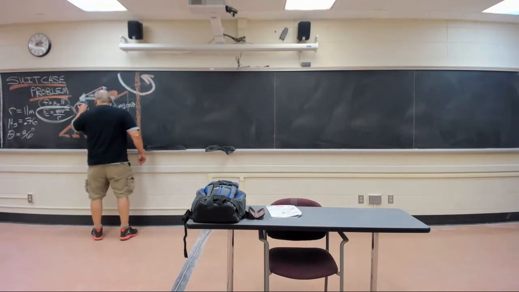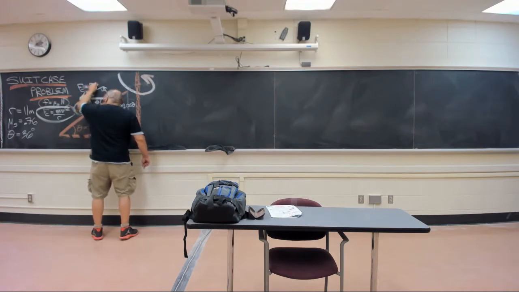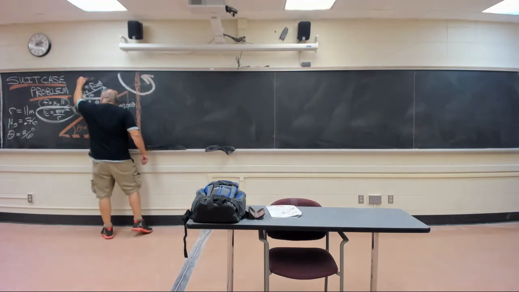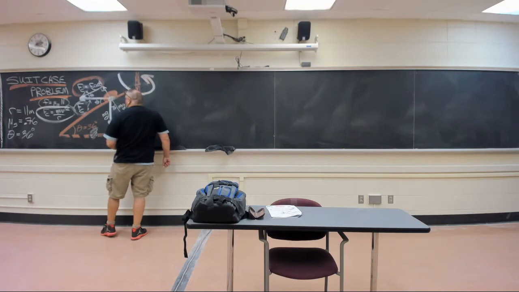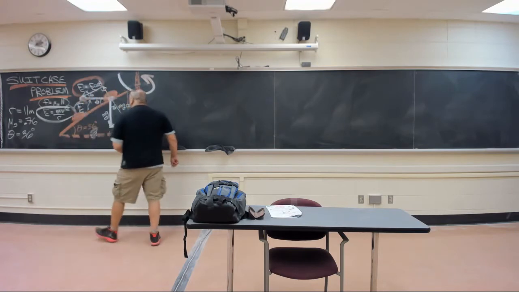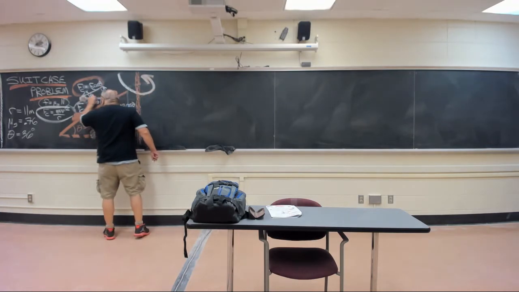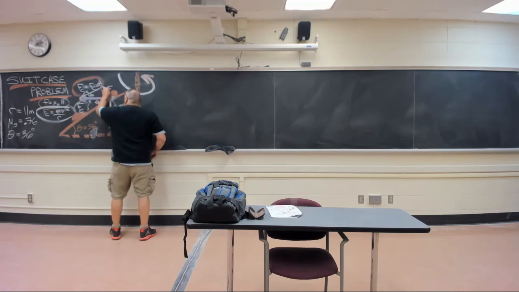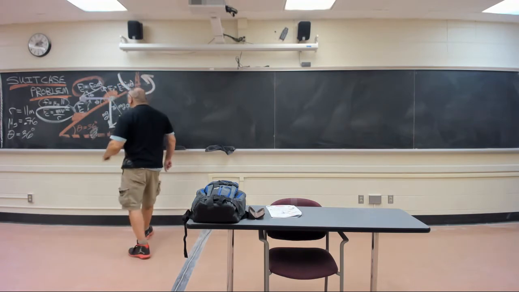If this guy right here is FC, this tendency right here, forgive me, I'll call him FCX, and that's going to be FC cosine theta. So FCX is FC cosine theta. This is FC. That's FC. This is FCX. We'll call this guy FCY, and that's FC sine theta.